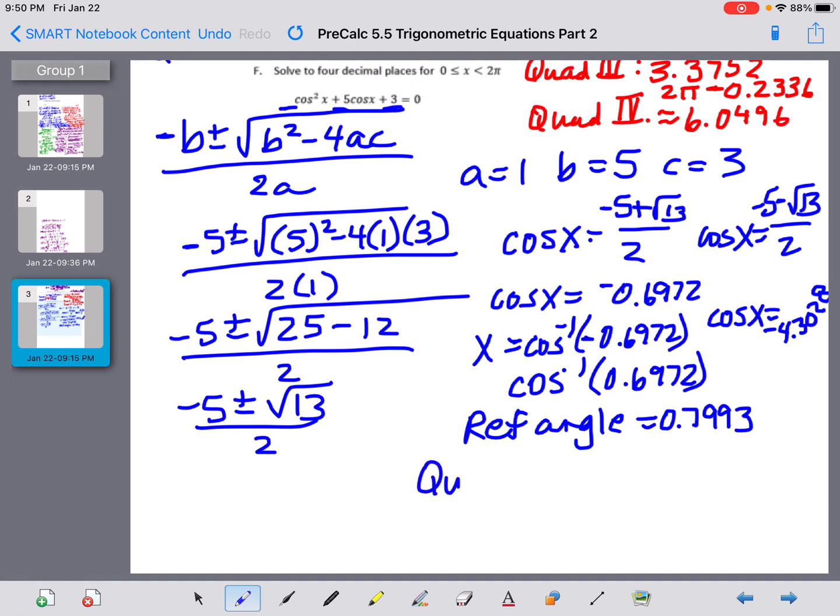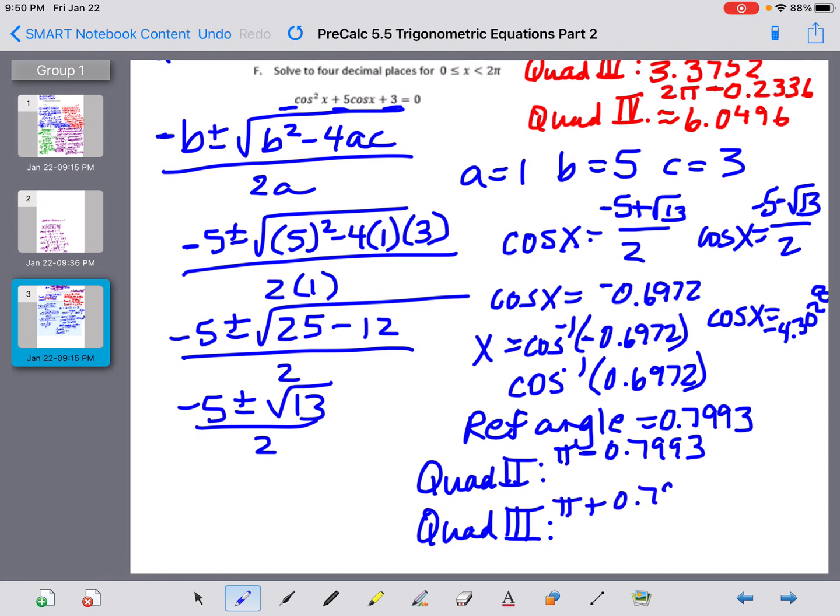Where are cosines negative? I need a cosine negative in quadrant 2, and I need a cosine negative in quadrant 3. To find my quadrant 2 value, I'm going to take pi minus 0.7993. And don't forget, for quadrant 3, I'm going to do pi plus 0.7993. I'm going to add it first because it's just easier. It's in my calculator, 3.9409. Pi minus it is 2.3423.